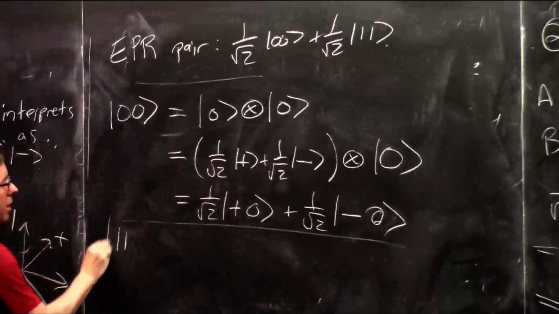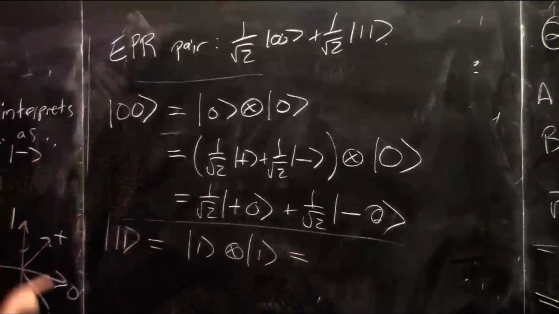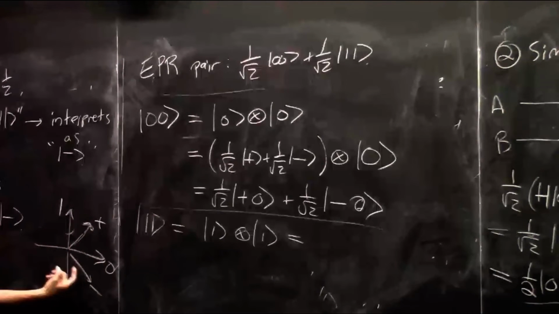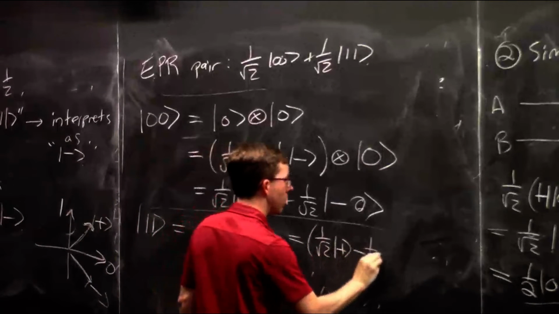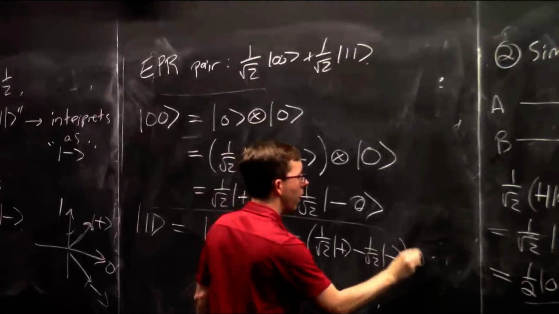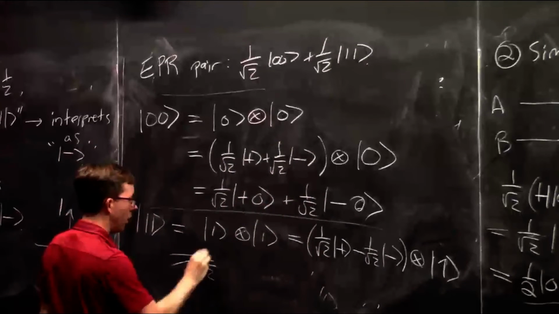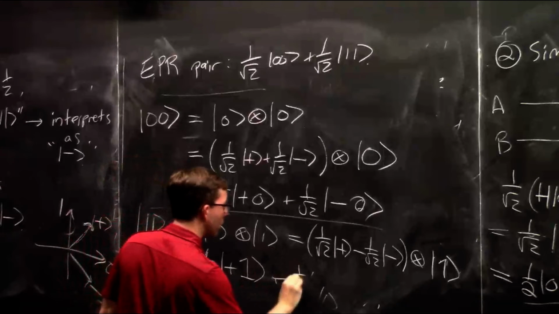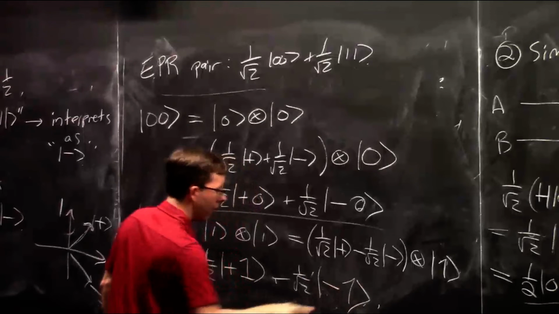OK, and let me also re-express |11⟩ like this. So this is 1 tensored with 1. And 1 is actually |+⟩ take away |−⟩. OK, so you can check for yourself. This is 1 over root 2 |+⟩ minus 1 over root 2 |−⟩, tensored with 1. Just 1 over root 2 |+⟩|1⟩ minus 1 over root 2 |−⟩|1⟩.